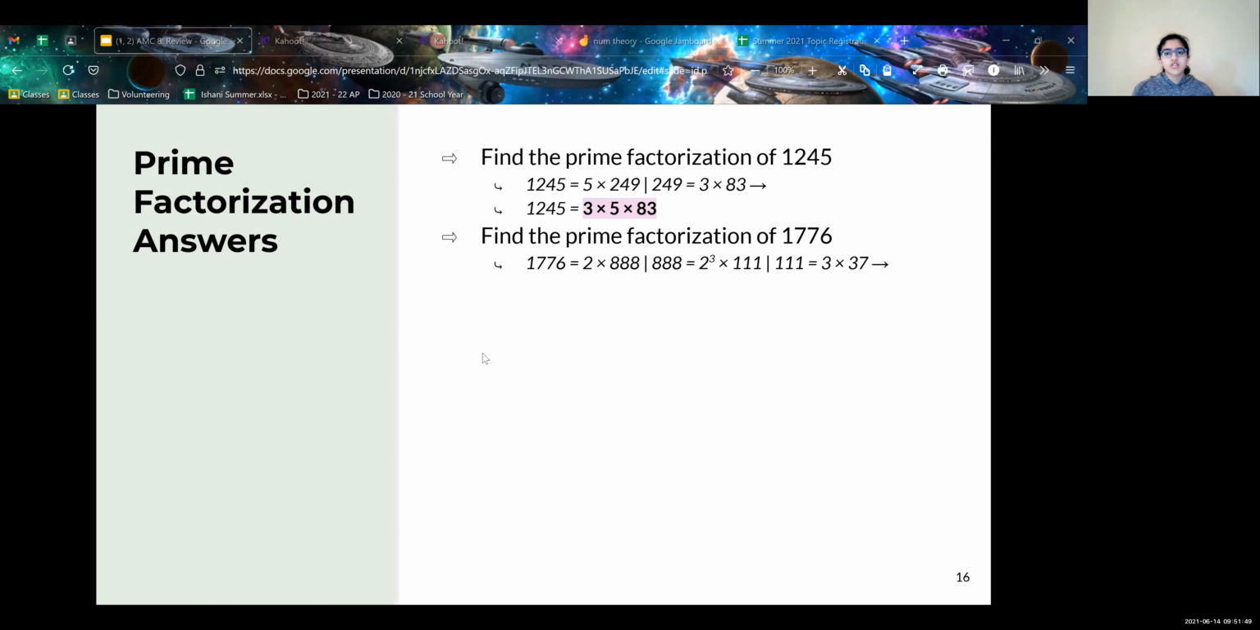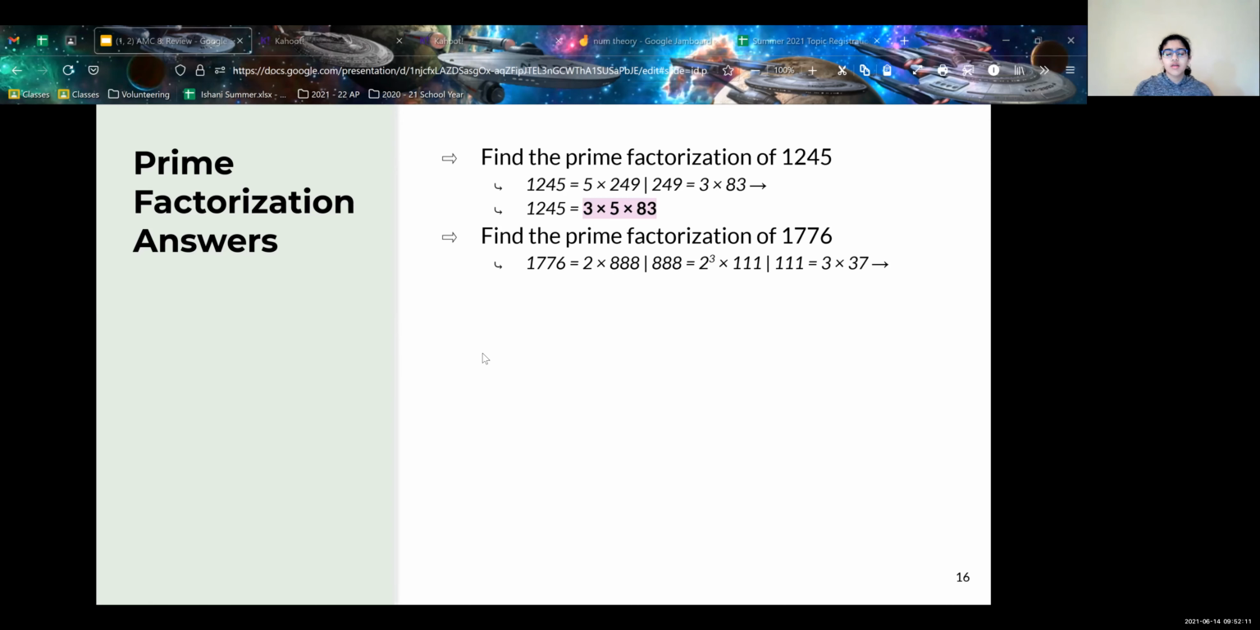And when we divide out 2 to the power of 3, we get 111. I saw many of your answers had 111 as a prime factor, and 111 is not prime. You can tell this when you add up the digits: they sum to 3, and 3 is a multiple of 3.